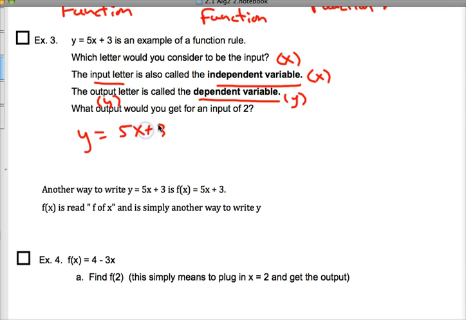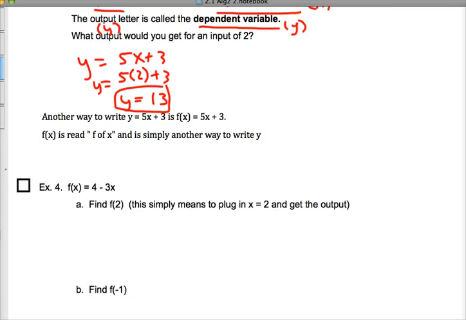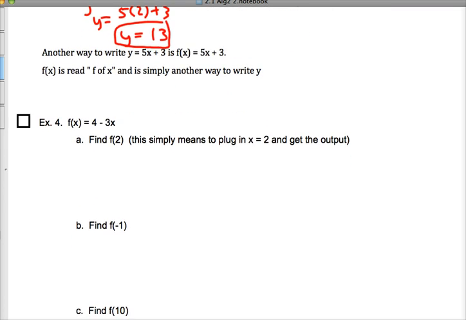Well, that's just telling you to let x be 2. Follow the order of operations, and you should get 13. Another fancy way to write y equals 5x plus 3 is f of x equals 5x plus 3. F of x simply means y.